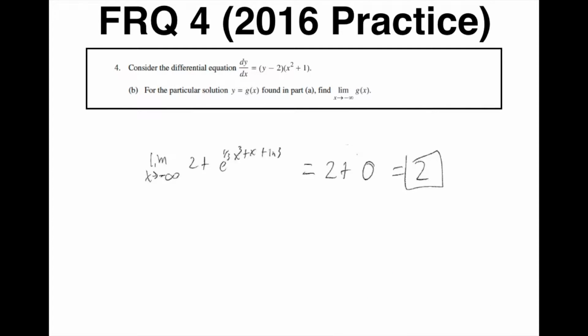Question B, find the limit as x approaches negative infinity of g of x that you found in part A. In a question like that, they don't ask for justification, they don't ask for work, they will only be looking for the answer. So what happens if x becomes extremely negative? E power a very negative number will approach 0, so the limit is 2 plus 0, and that is equal to 2.